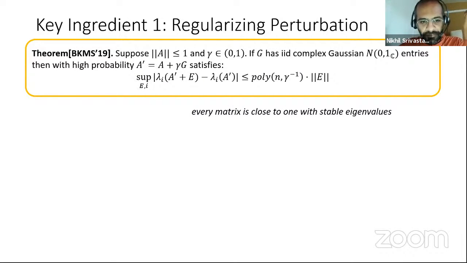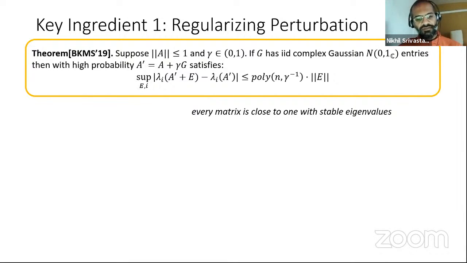If you look at A prime, first of all, with probability 1 it has distinct eigenvalues. If you look at any eigenvalue lambda I, then the distance between lambda I of A prime plus E and lambda I of A prime, for an adversarial perturbation E, is bounded by some small polynomial in n over gamma times the norm of E. So this exponential instability just goes away.